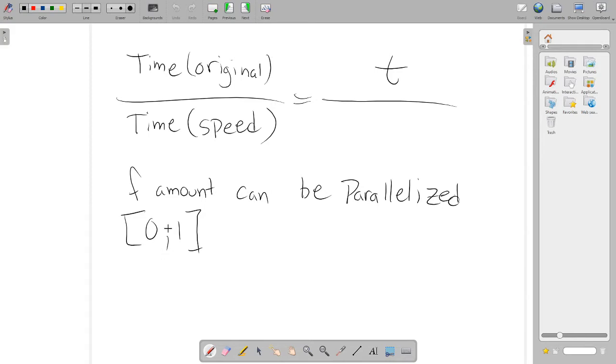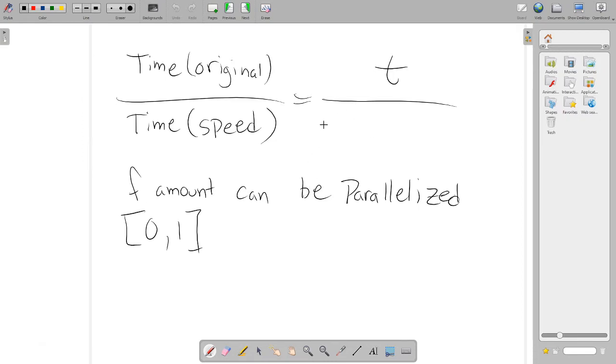But anyways, I guess I digress. Back to this. So let's get back to this. So let's say the time it takes for a program to run on one processor, or the time of the original, is just t seconds. So what we're going to do is we're going to say that f is the fraction of the program that can be parallelized, and then the rest of it has to run sequentially on one processor.